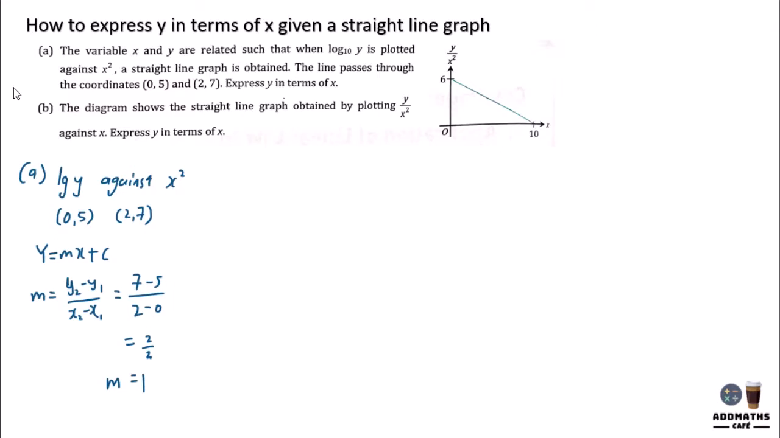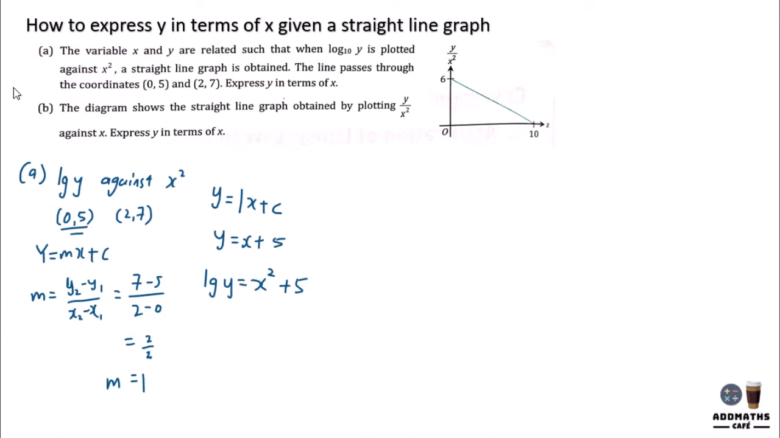Then apply it into your y equals mx plus c, and now you are required to find c. So c is your y-intercept, which is this, because x equals 0. So y equals x plus 5. This is not your answer. Your y here is your log y, so you have to change it to log y, and your x here is your x squared. So change it to log y equals x squared plus 5.